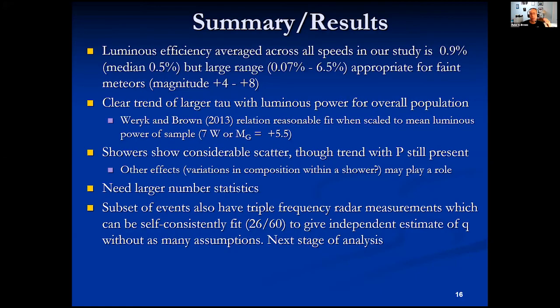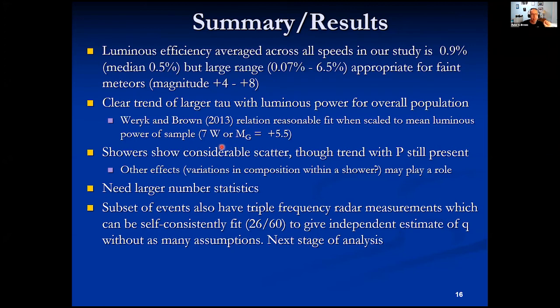Our summary to this point is that in this program we've measured a total of around 80 events from 12 kilometers a second up to 65. We find an average luminous efficiency of about 0.9%, a median around 0.5%, but with a significant range. This is all appropriate to meteors between about +4 and +8, producing underdense meteor echoes. There does still appear to be a clear trend of larger luminous efficiency with luminous power. In fact, if you use the earlier work that Rob Werrick derived as part of his PhD thesis for the median power of the events in our sample, you get a pretty reasonable fit for the luminous efficiencies we see.